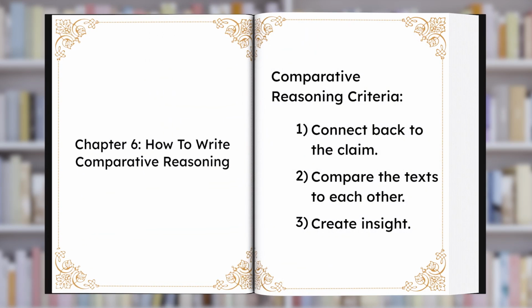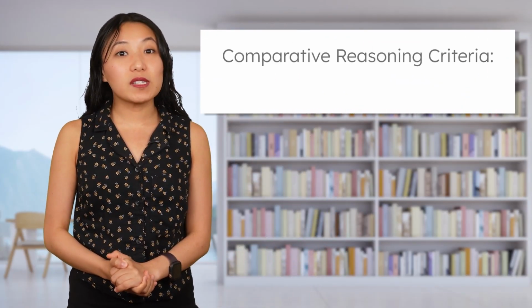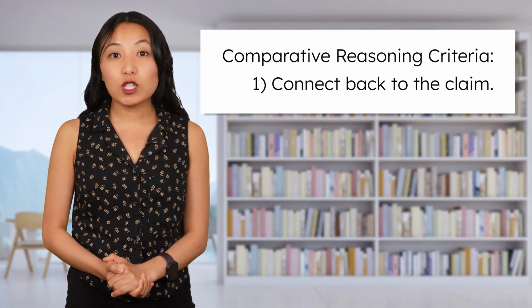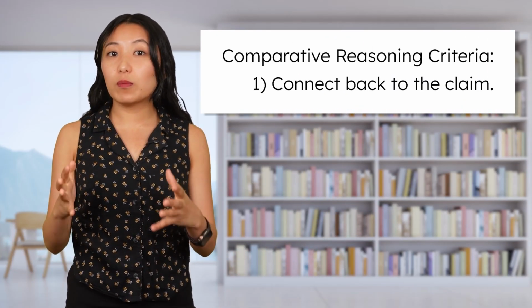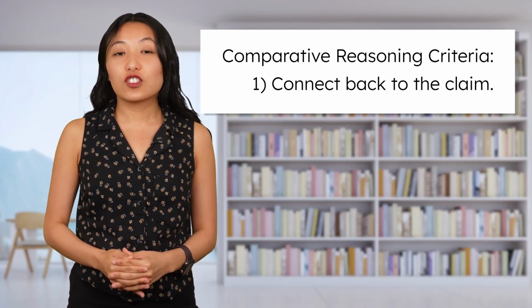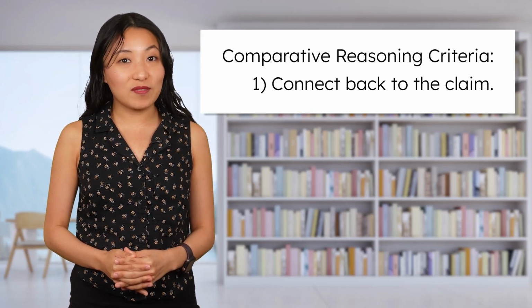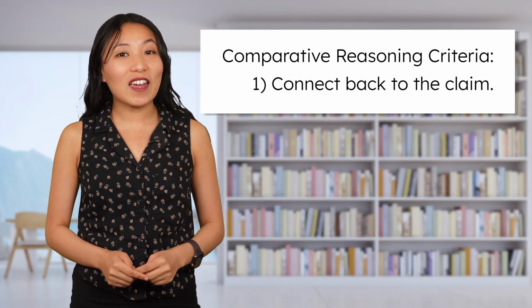Our comparative reasoning needs to follow these steps. First, we connect back to the claim. Then we compare the texts to each other. And lastly, we create insight. Let's dive in. My first step is to connect back to the claim. I want to remind the reader that I'm focused on how metaphor works in each genre to show society's struggle with uncertainty. So I'll start by building on that idea.